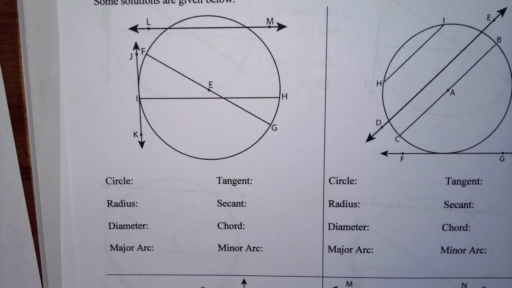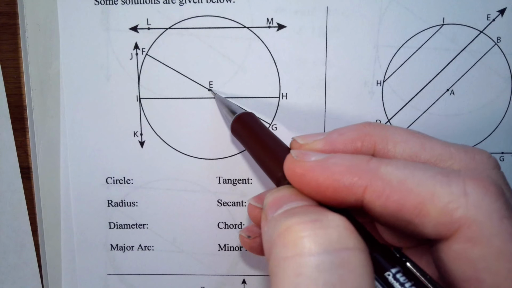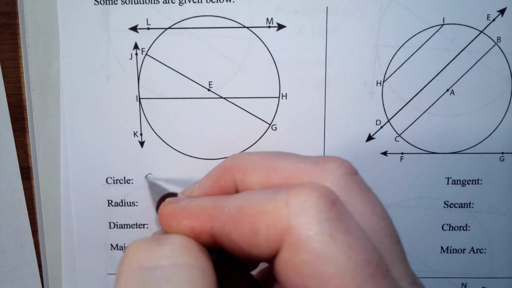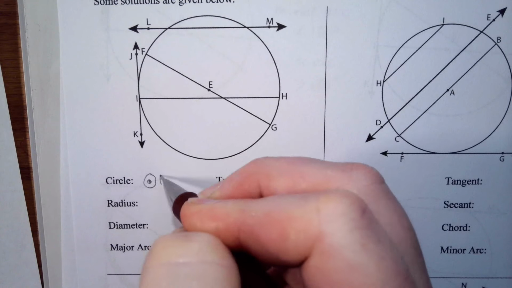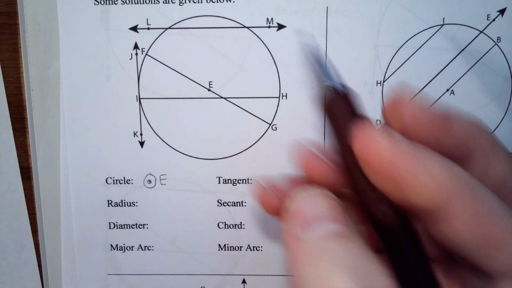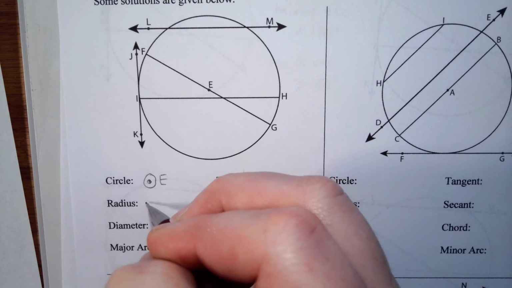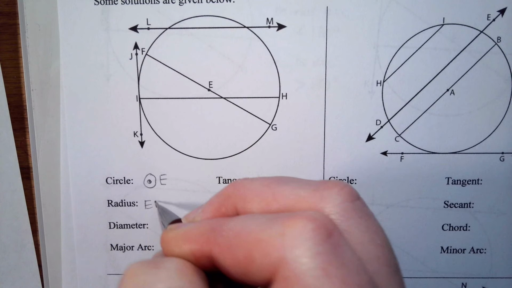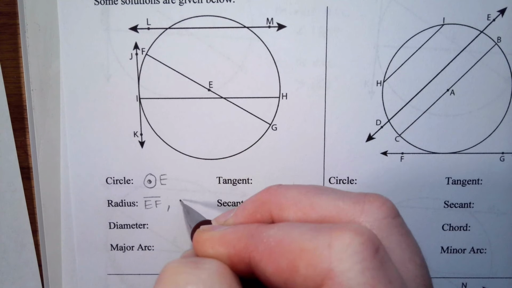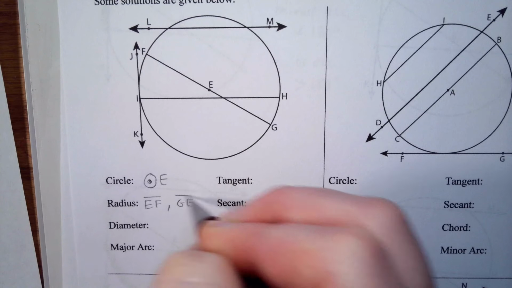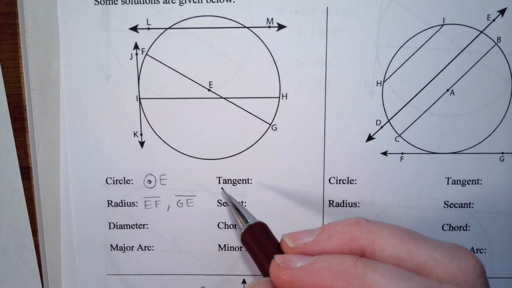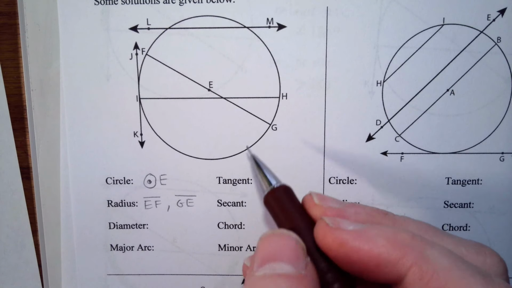In this video we will discuss parts of circles. E is the center of this circle, so we use the circle symbol and then write E. Circle E. Radius, we have two of them. So we have EF and GE. And we use the bar symbol on top because we're just talking about the name.